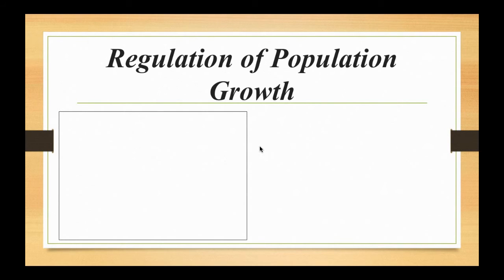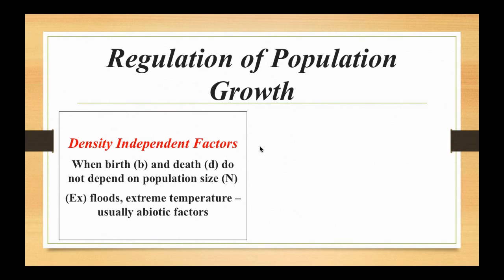First one is density independent factors. So when birth B and death D do not depend on the population size, they're considered density independent. The examples are floods, extreme temperature, usually abiotic factors. So exponential growth should be density independent, because there are unlimited resources, the birth and death rates do not depend on the population size.